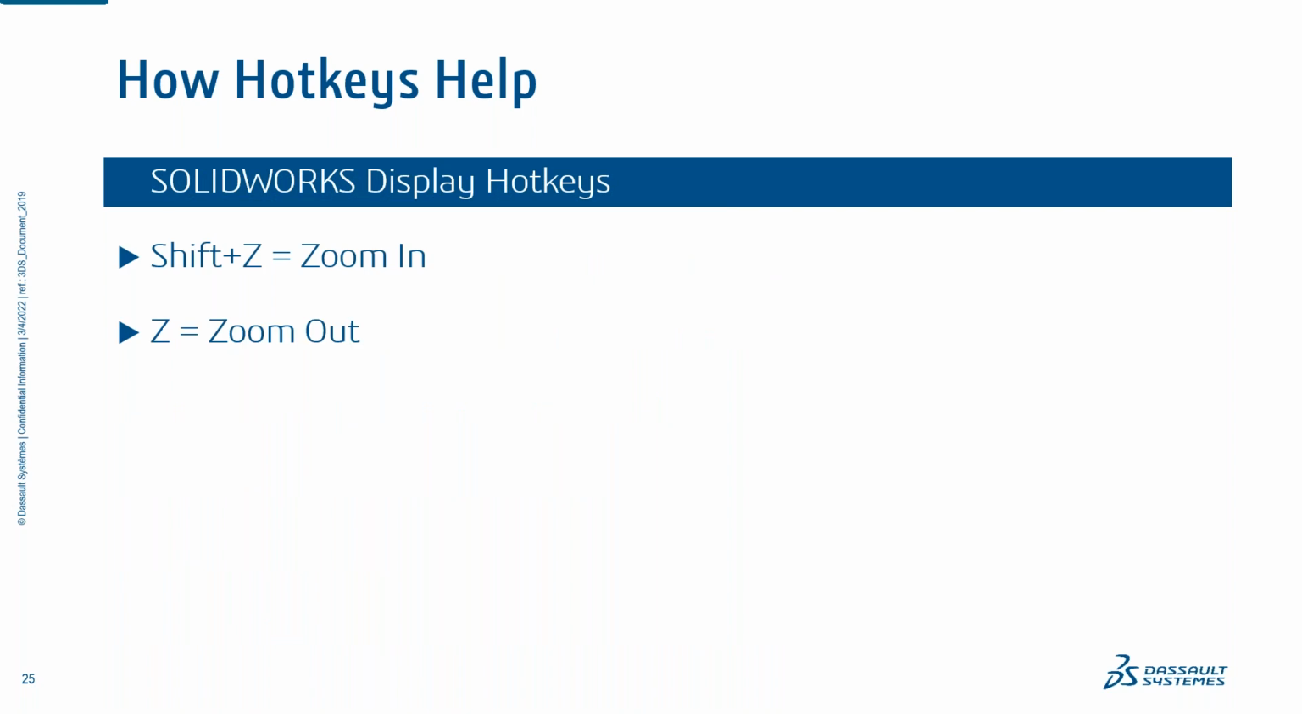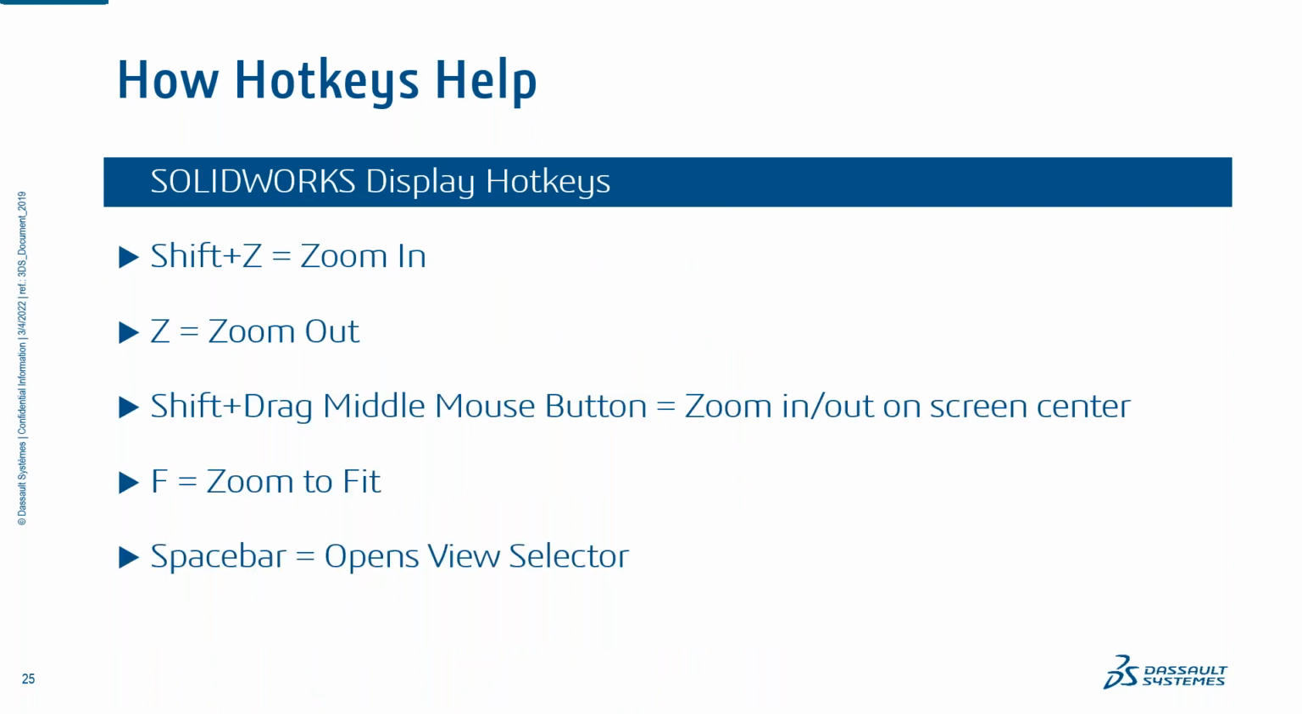All right, some display stuff. We've got Shift-Z to zoom in, Z to zoom out, and F to just zoom to fit. Say you zoom all the way in, or if you've got a 3D mouse, like a 3Dconnexion SpaceMouse, and you bump it and your model moves way out into space, just hit the F key. It'll jump back to zoom to fit. You can also use the center mouse button, the little mouse wheel, which is the same command.